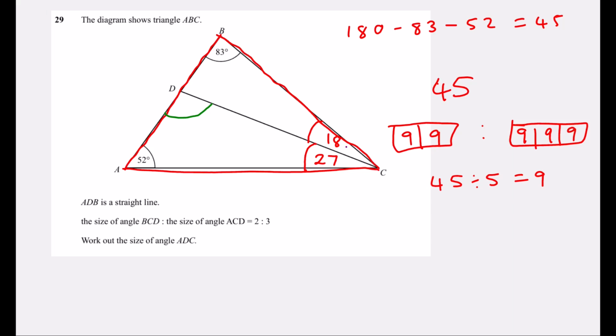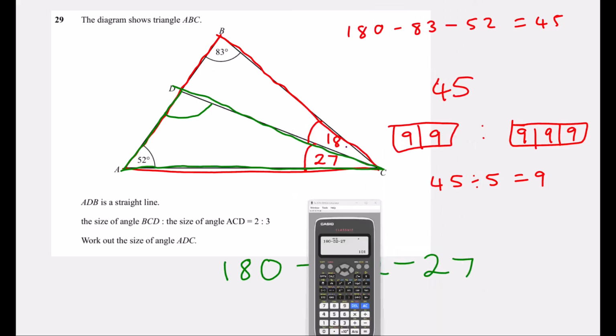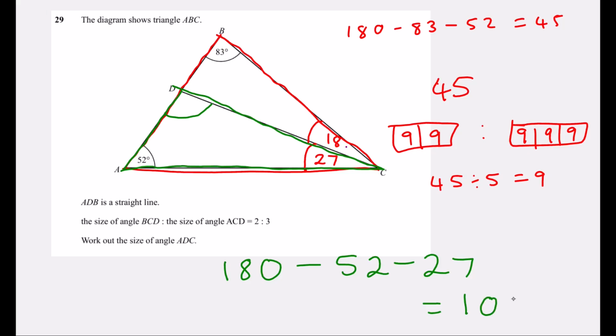So now we can use this triangle here, ACD. And again, angles in a triangle add up to 180. So 180 take away 52 and take away 27 is 101. So our answer is 101 degrees.